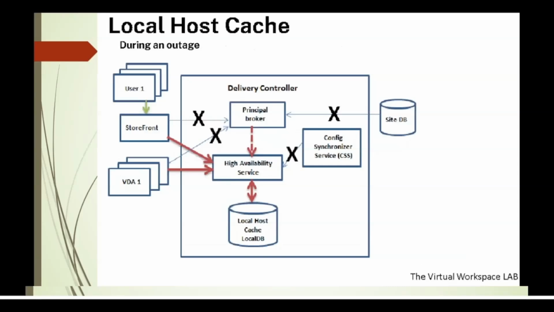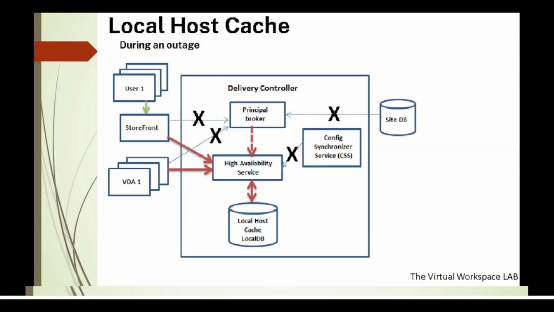So now let's see how it works. During a database outage, all the delivery controllers in the Citrix site will elect one primary delivery controller to handle all VDA registration and session brokering, while the other delivery controllers will reject such connections.